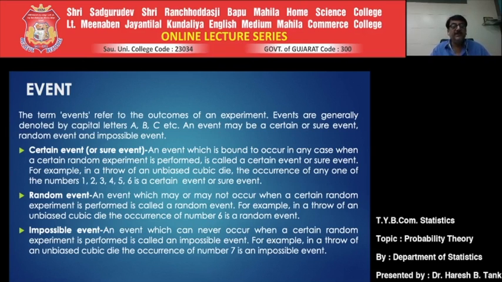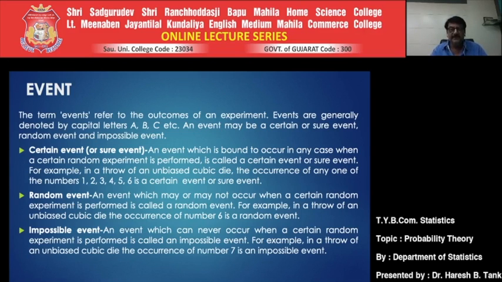Now let us think of random event. An event which may or may not occur when a certain random experiment is performed is called a random event. Look, here the word used is random experiment. We have defined earlier which type of experiments are called random. If all the possible outcomes are known in advance, but none of the outcomes can be predicted with certainty, that experiment is called a random experiment. Naturally, this random experiment always generates random events.